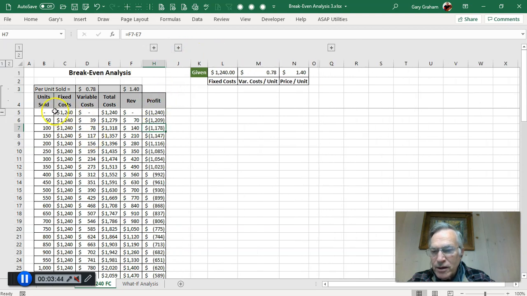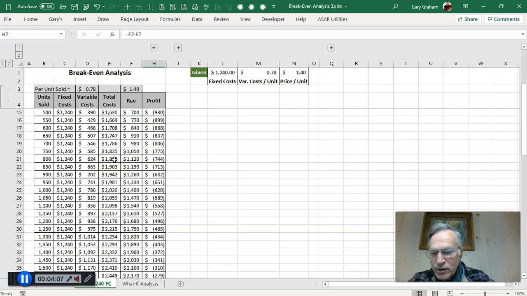So this is what we're looking at. Number of units sold, the fixed costs, which are the same all the way down, variable costs, which is the number of units produced times the variable cost of 78 cents. Total cost is the sum of those two. Revenue is units produced and sold times $1.40 per unit, and then profit, positive or negative.